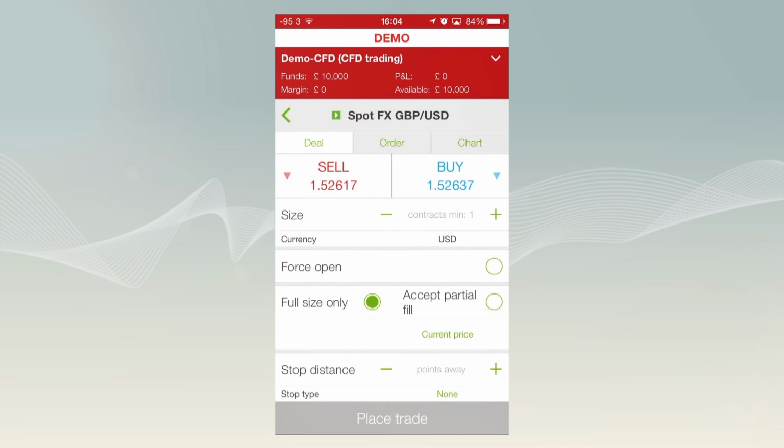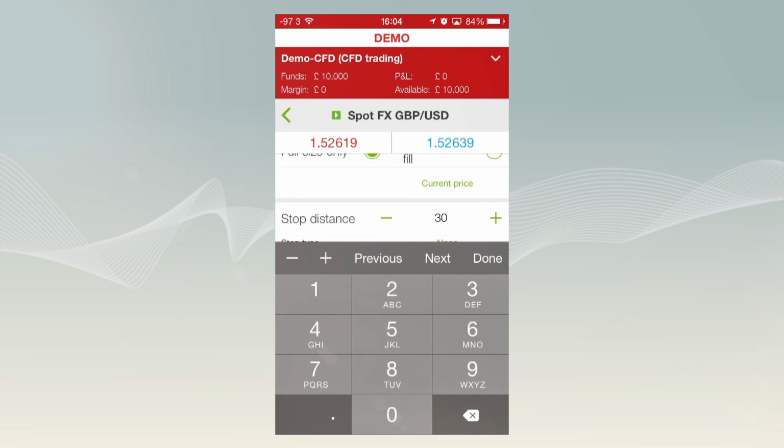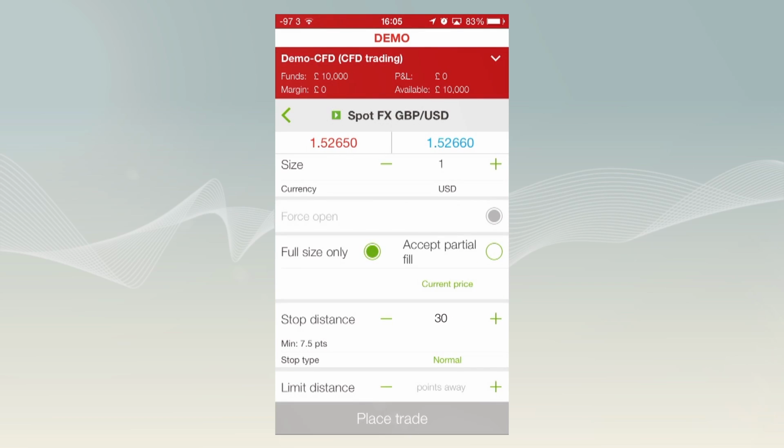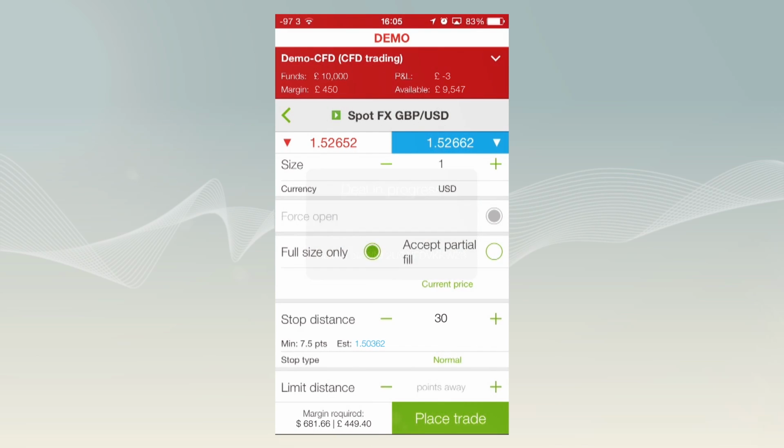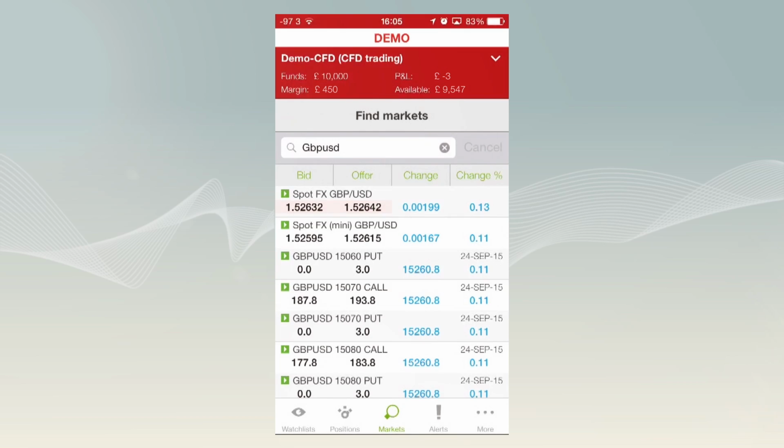I've got a £10,000 account here and I only want to risk 2% on this trade. That means a maximum of £200, roughly equating to $300. Now, one contract is priced at $10, so if I open one contract and place my stop loss 30 points away, that should limit my exposure to around about $300 or 2% of my account balance. So there we are. The trade has been placed with a 30-point stop loss.